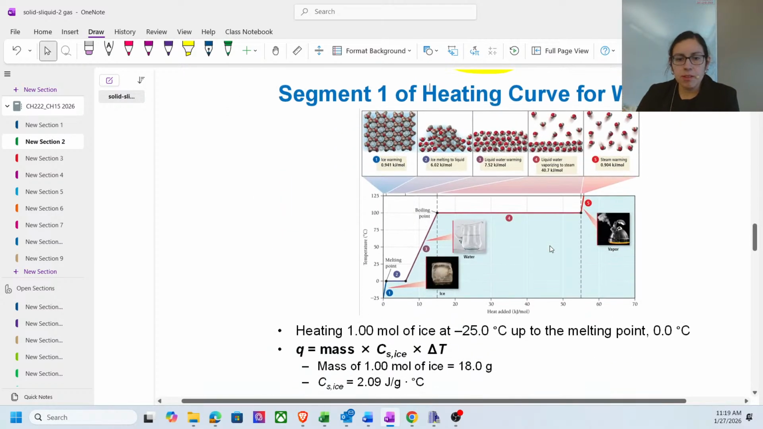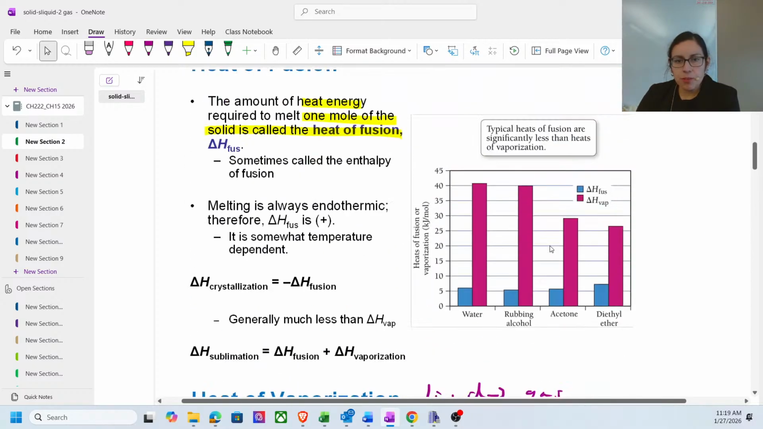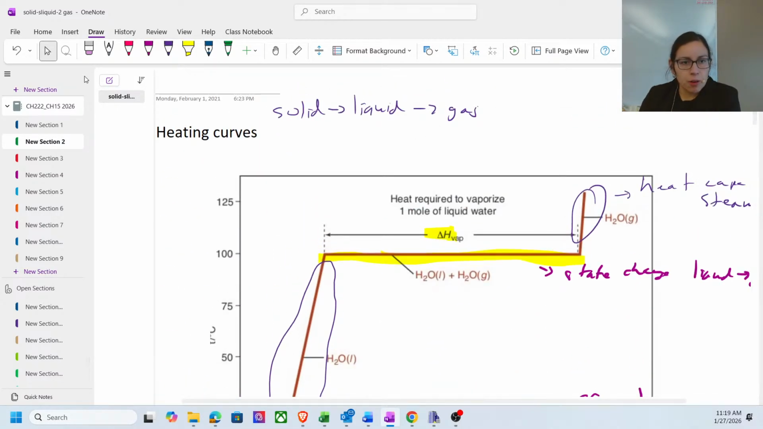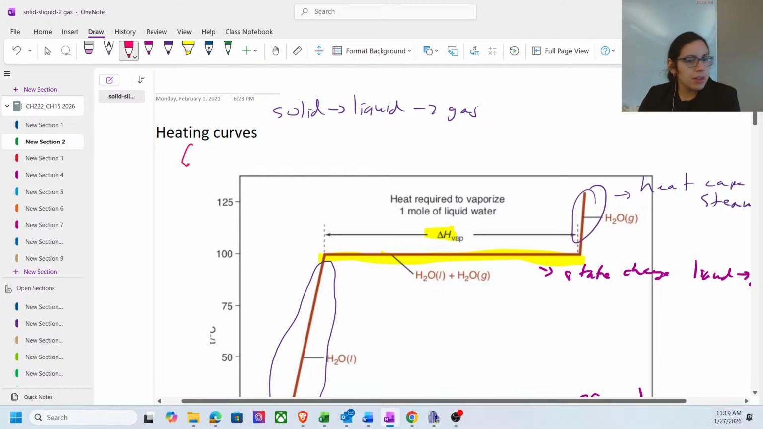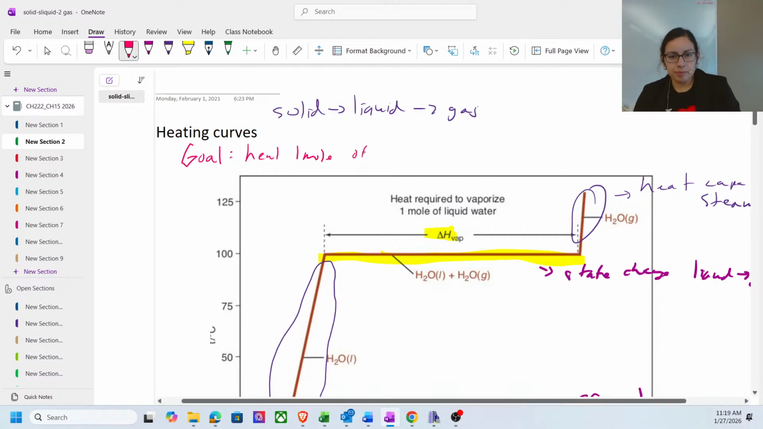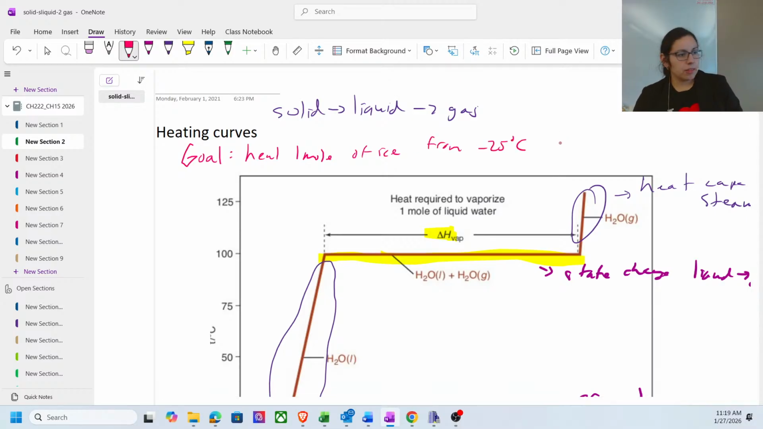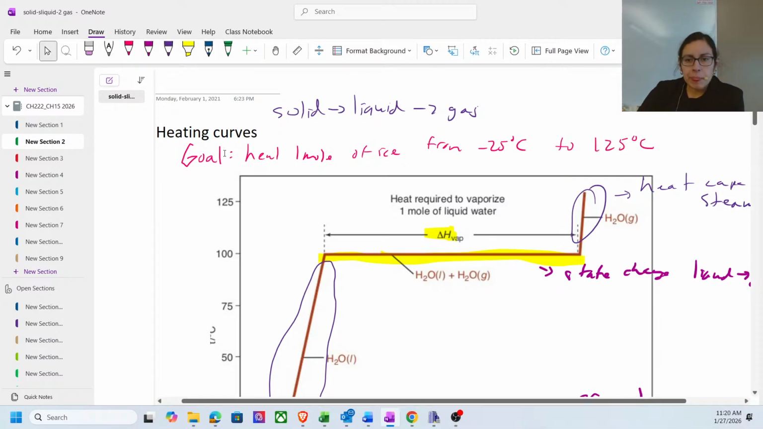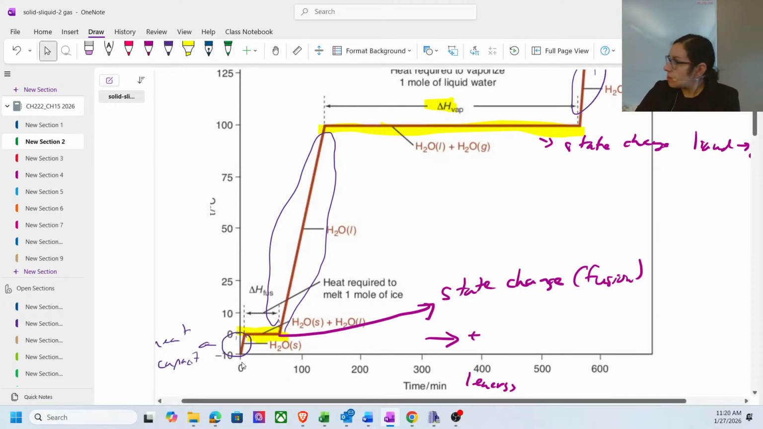So let's go through this. And so let's first look at the goal over here before we break it down. We want to heat 1 mole of water or ice from negative 25 degrees Celsius all the way to 125 degrees Celsius of steam. And so then that process is sketched out here.